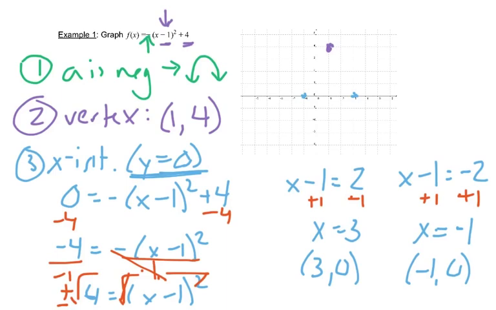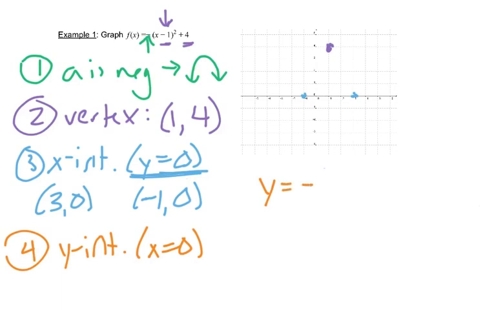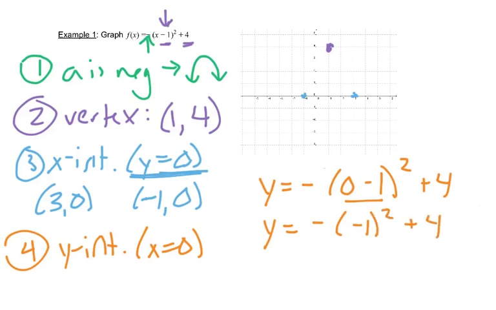We'll do one more step. Give me a second and let me create some room. So our fourth step will be to find the y-intercept. And remember, that means that we make x be 0. So in our equation we have y equals -(0 minus 1) squared plus 4. So we'll simplify what's in the parentheses first. So we have -(-1) squared plus 4.